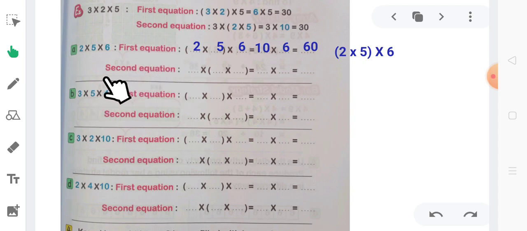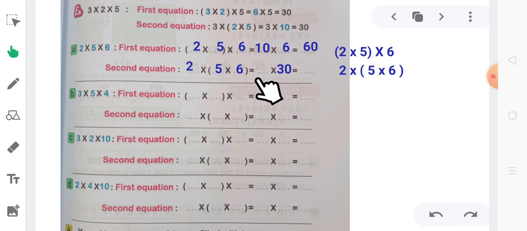Okay, the second equation, or the second method, we can use what? I take the last 2 together, my dears, inside the parentheses like this. Okay, 2, the first number, outside, then we take the last 2 numbers together inside the parentheses. Remember, we get the answer of the parentheses first. Okay, 2 times 5 times 6. We get 5 times 6, 30.